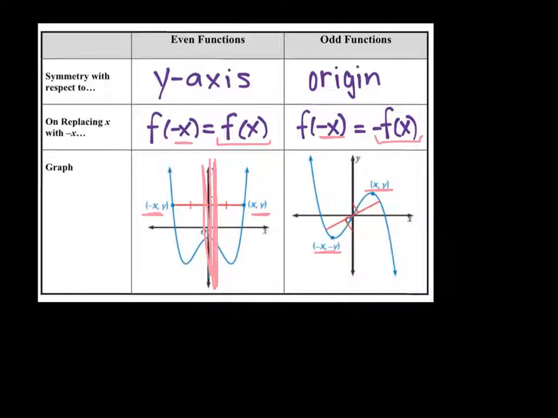So you can see when you plug in negative x, you'll have a positive x, but the y's are the same. Here, when you plug in a negative x for a positive x, the y values are opposite for your second one.